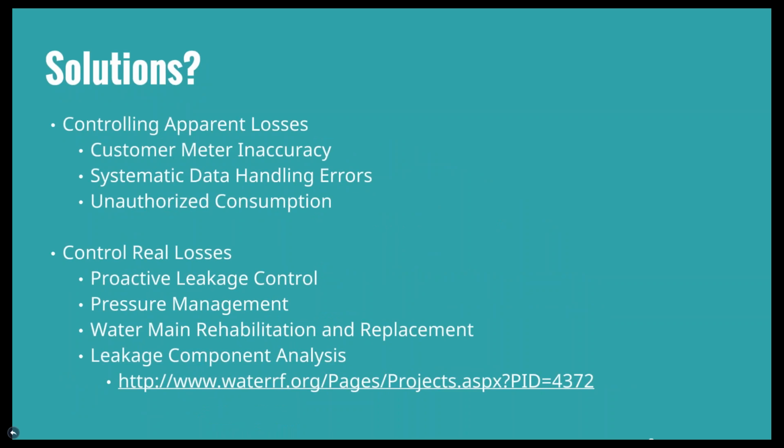So the solutions that are out there: controlling apparent losses by accurately measuring meters, systematic data handling errors, like the missing zero that Mike mentioned, unauthorized consumption, which wears a variety of hats, and then controlling your real losses, which is leak control, pressure management, and water main rehabilitation. So using your leak detection data to then prioritize where you should be rehabbing and replacing your pipes.